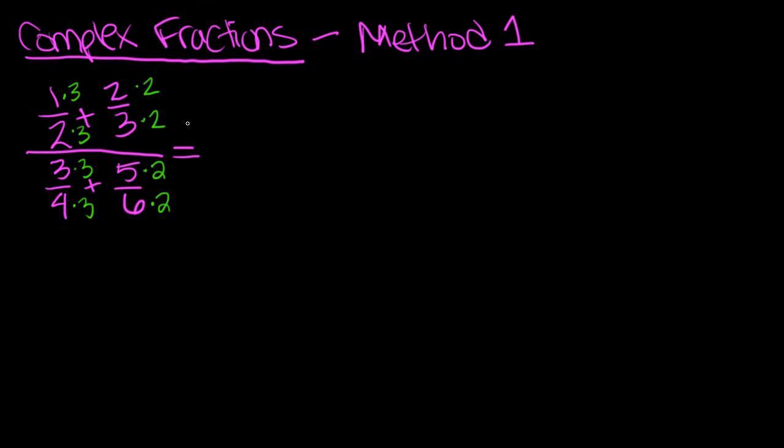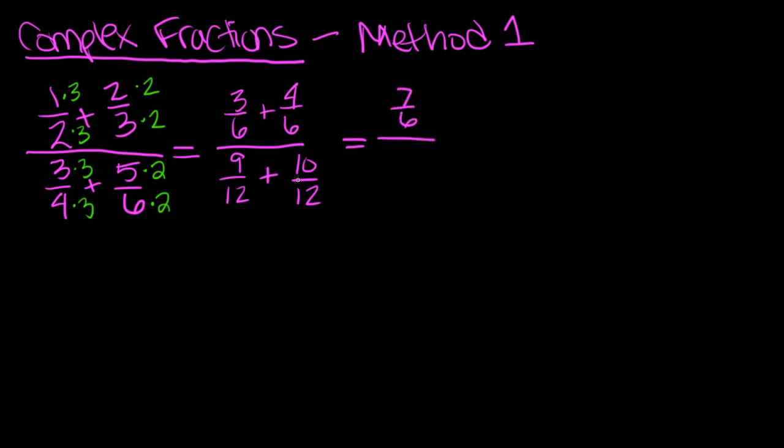Now let's just write down what this is. This is going to give me 3/6 plus 4/6 over 9/12 plus 10/12. Now these are really easy problems, so I look at them individually. Up in the numerator, I have 4 plus 3, which is 7, so 7/6 over, and now looking at the denominator all by itself, it looks like I have 19 over 12.